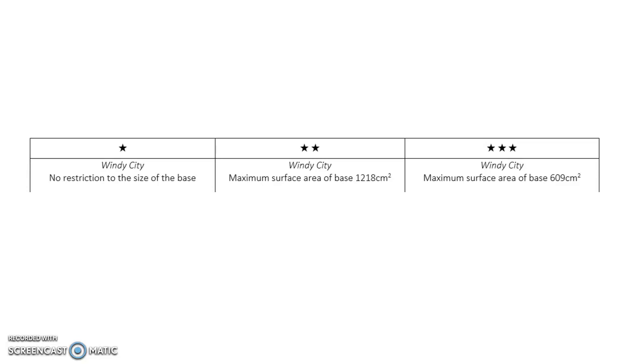You're going to decide those dimensions yourself, okay? So you're going to have to incorporate a little bit of math there. And then for the 3-star, the maximum surface area can be 609 centimeters squared. Obviously, the smaller the surface area is on the bottom, the harder it is for your tower to stand stable, but there are some reinforcements and things that you can do.